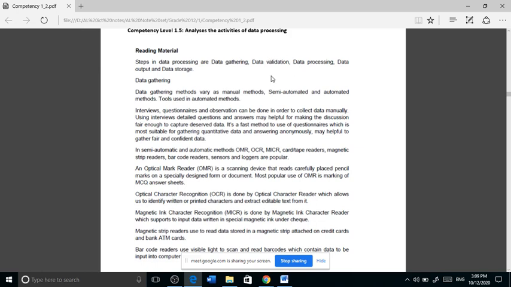Data validation means it checks whether whatever data you have entered into the system is valid to be accepted by the system. If it is not valid, it will be rejected by the system. We are going to discuss those validation methods. Then if the data are valid according to the instructions we have given, the system will carry out the data processing.